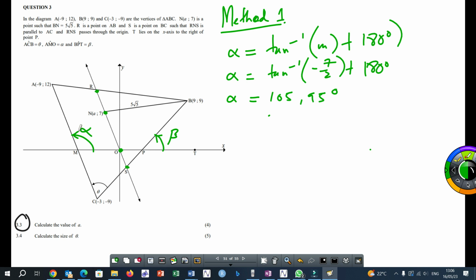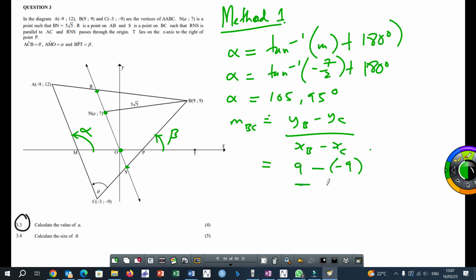Now, we have got a problem. We don't know the gradient of BC, but we can calculate it. So, MBC will be equal to YB minus YC over XB minus XC. Okay? Then we substitute. This is very straightforward. We substitute. So my YB is 9. My YC is negative 9.